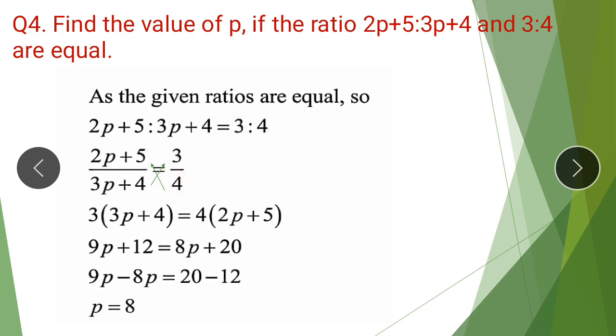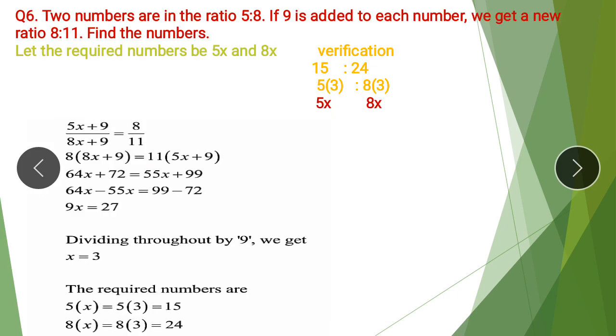Here you can see that 3p is being divided, so on this side it will get multiplied, and 4 as it is. 4 is being divided here with 2p plus 5, it will get multiplied. 3 3s are 9, 4 3s are 12, 4 2s are 8p, 5 4s are 20. Like terms should be brought to one side of the equation, like 9p minus 8p will be just 1p, and 20 minus 12 will result in 8. So the value of p will be 8.